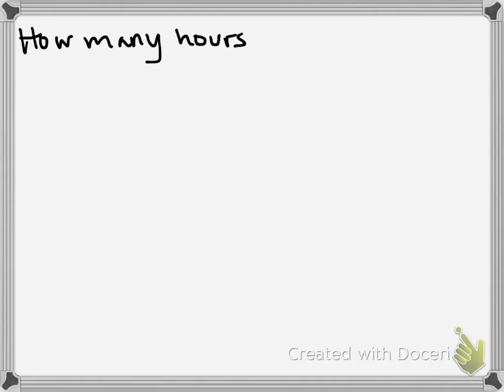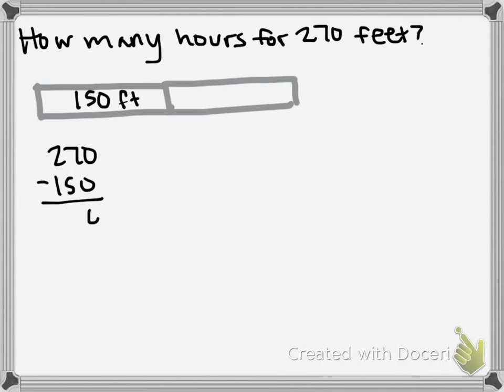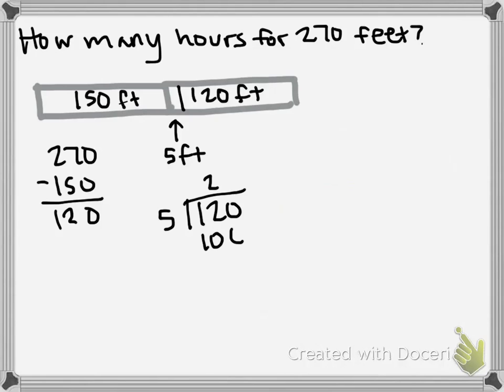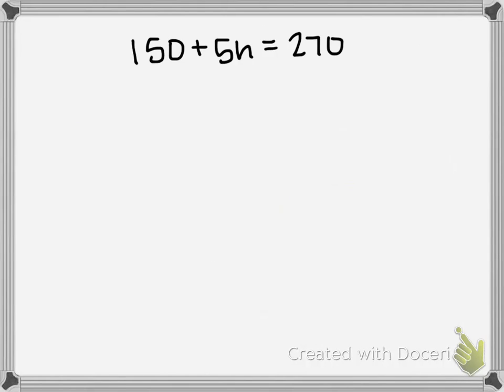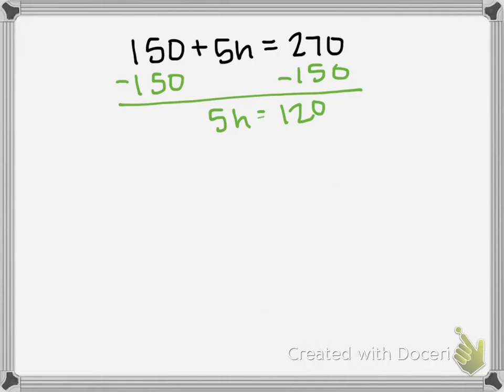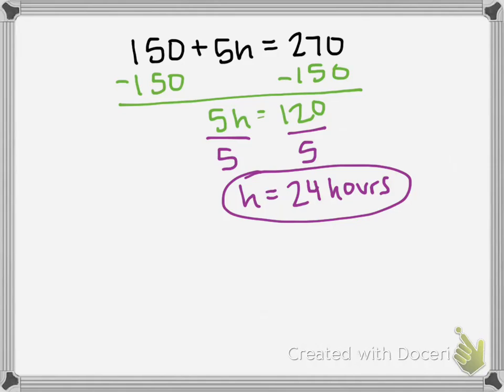So how many hours for 270 feet? Well, I start with my 150, and I need 120 feet more. Dividing that into 5 feet sections, I get 24 hours. My first step was to subtract. My second step was to divide. As an equation, it looks like 150 plus 5H equals 270. My first step was to subtract, and I got 5H equals 120. My second step was to divide by 5, and I got H equals 24 hours.